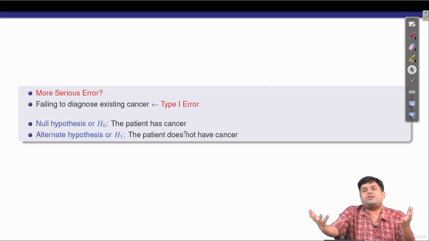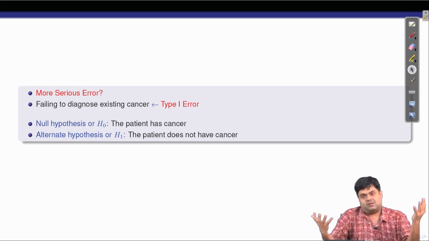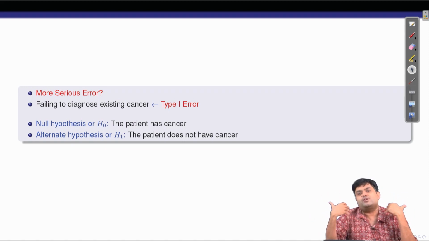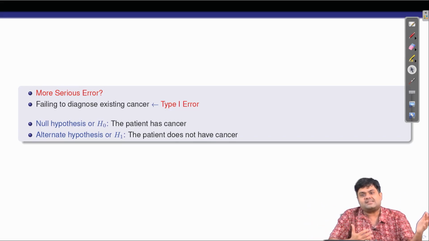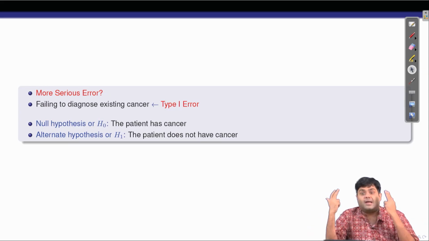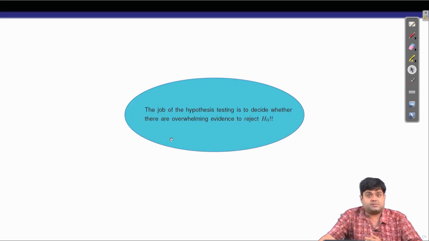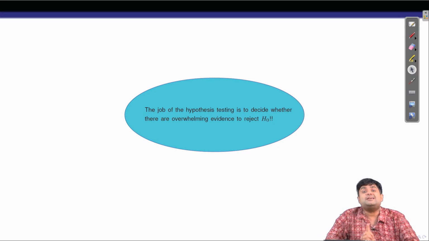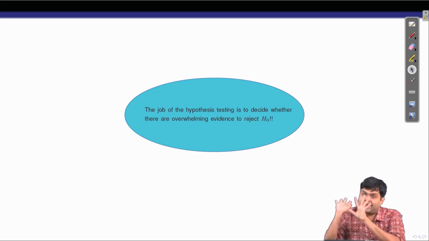So from the situation, from the problem you are trying to solve and the one you are trying to protect, it will be clear which is the more serious error and which is the less serious error, and that will determine which one is your type 1 error and which is type 2 error, and as a consequence which one is the null hypothesis and which is the alternate hypothesis. So the job of hypothesis testing is to decide whether there is overwhelming evidence to reject the null hypothesis. If there isn't overwhelming evidence, going along with it is the safe thing to do, and you do that.